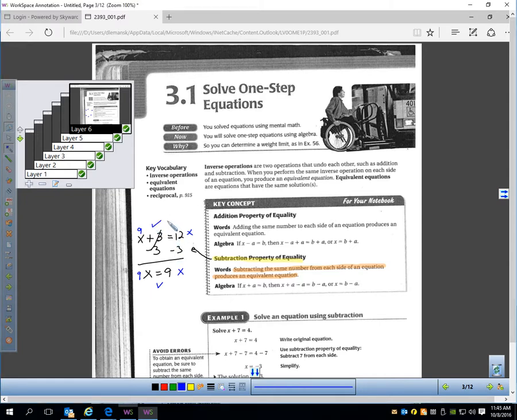In other words, my balance scale, I'm going to draw it in here, this plate equals this plate, and down here, this plate equals this plate. The scale stayed balanced the entire time.